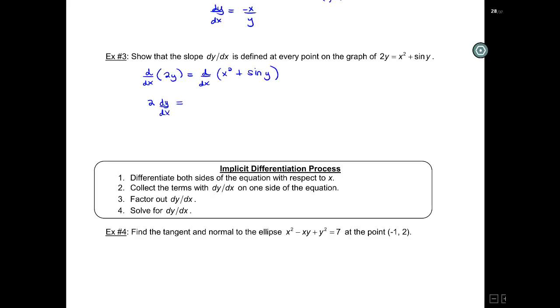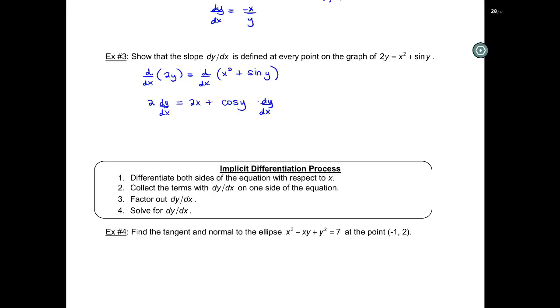Okay. On the right side, what's the derivative of x squared? 2x. Plus, now the derivative of sine y is going to be cosine of y dy/dx. Now, it's always times dy/dx, always times. Now I have dy/dx on both sides. So imagine if this was a variable, let's say it was 2a here, and then a cosine of y times a.